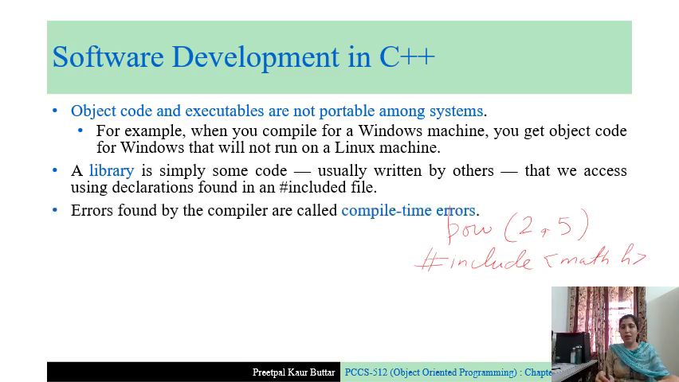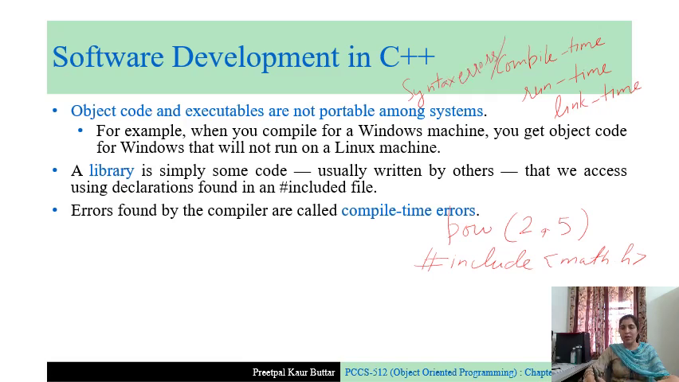So next we come to errors. There are three types of errors basically: compile time errors, runtime errors, and link time errors. Compile time errors are found by the compiler. They are also called syntax errors. Syntax errors are generated due to wrong syntax.